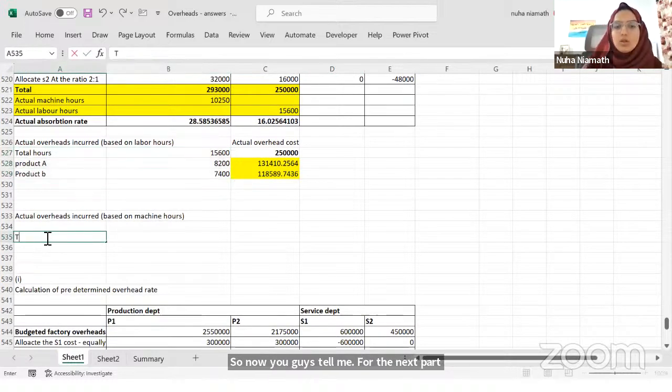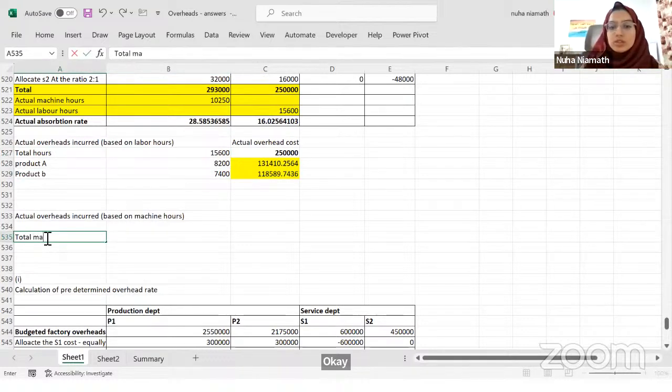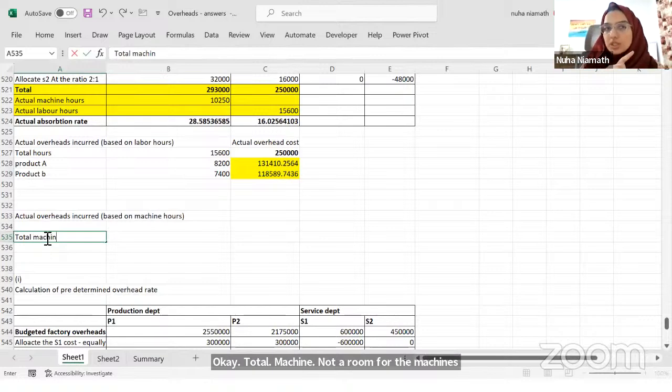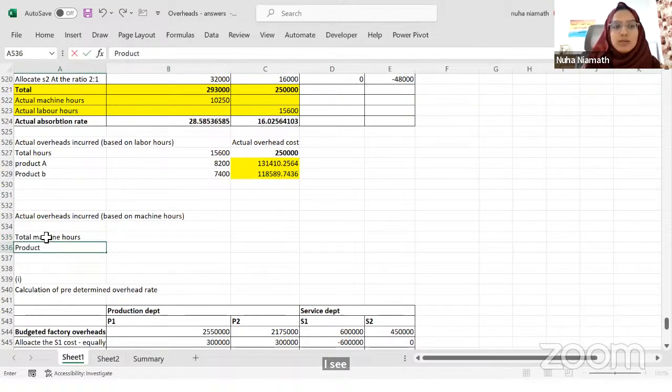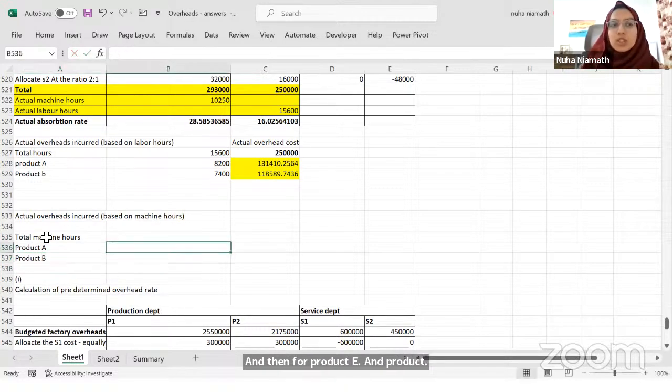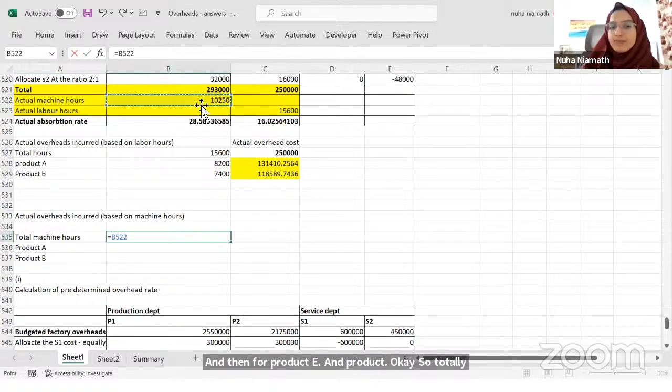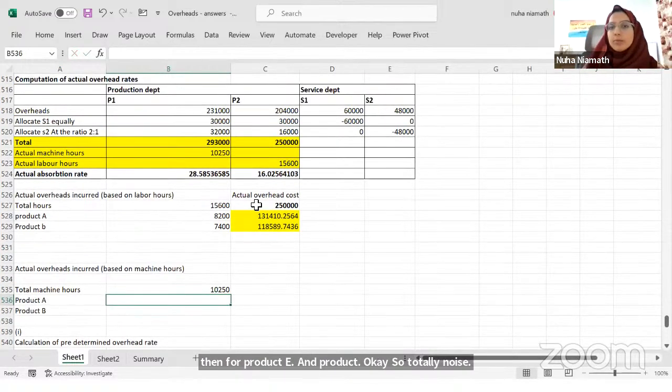Do it again. Total machine hours. Now we're doing it for the machine hours because this department P1 is taking machine hours, correct? So total machine hours, and then for product A and product B. Okay. So total we know is 10,250. Product A, can somebody tell me how many hours?